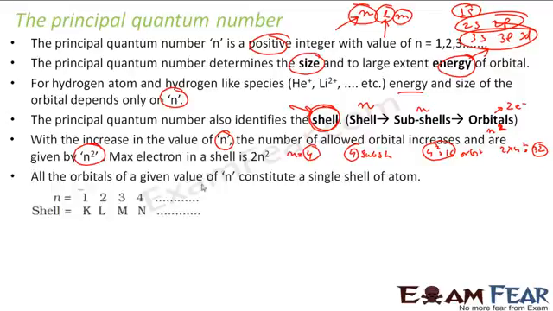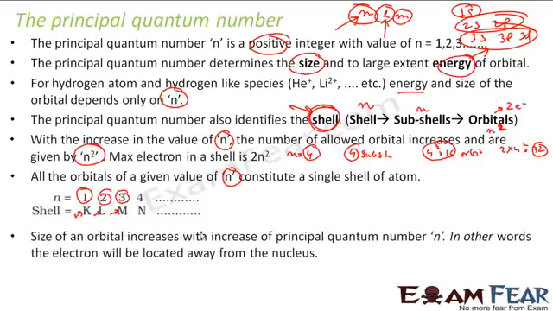All the orbitals of a given value of n constitute a single shell of the atom. For example, n is equal to 1, the shell name is K. n is equal to 2, the shell name is L. n is equal to 3, the shell name is M.